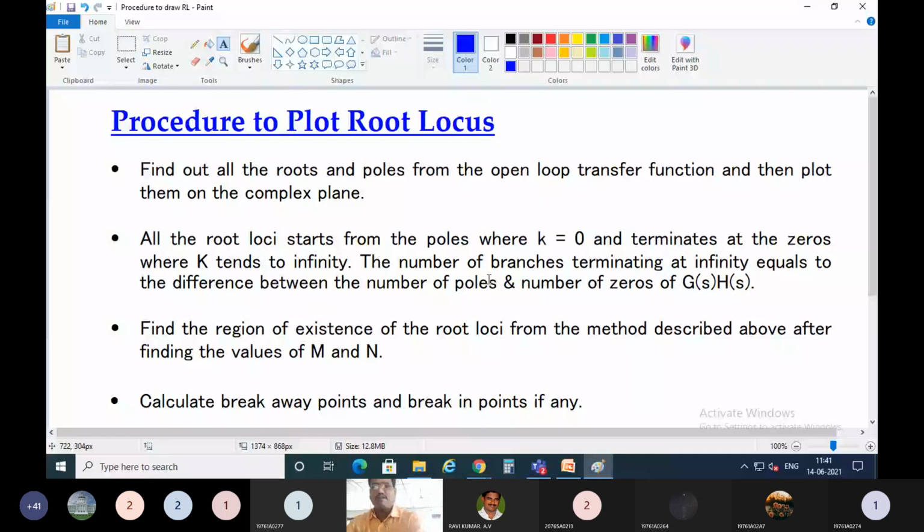In one document, I typed all these points. Anyway, this is the procedure to plot the root locus. Now let us move to the numerical sums. I don't want to waste time.